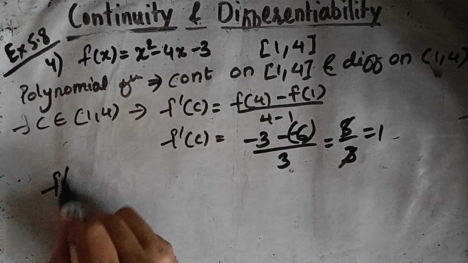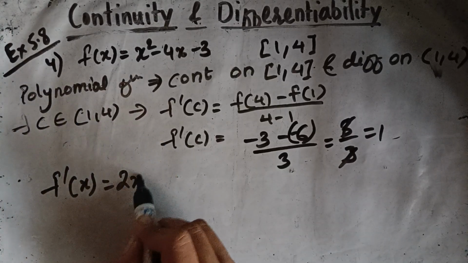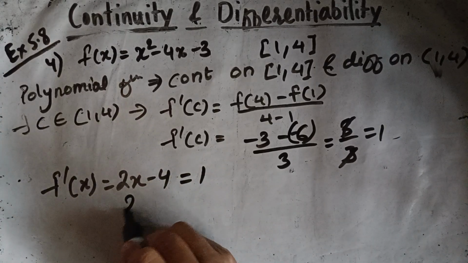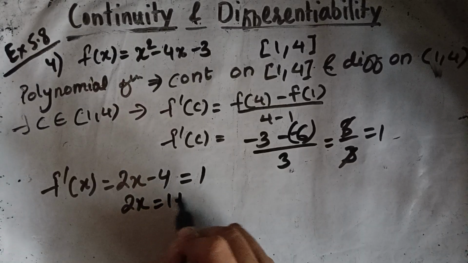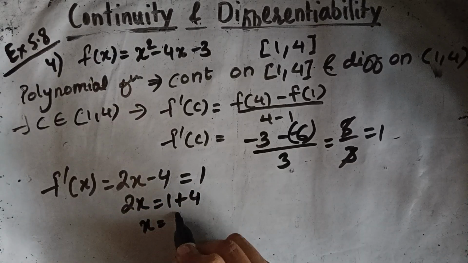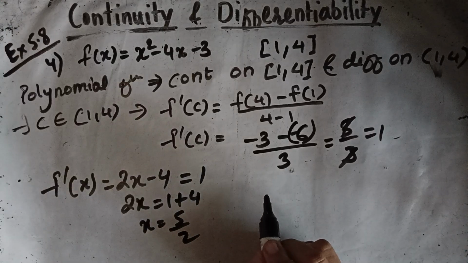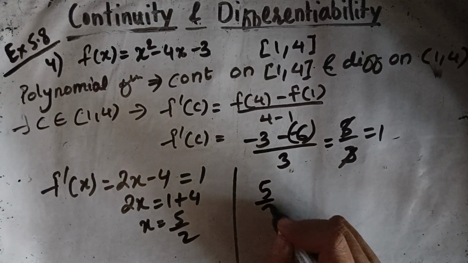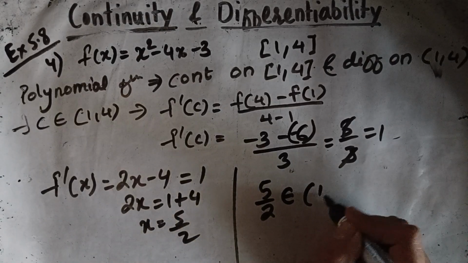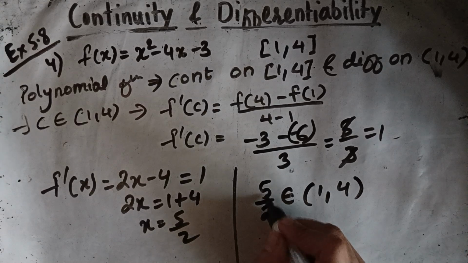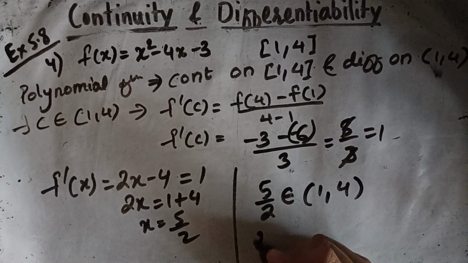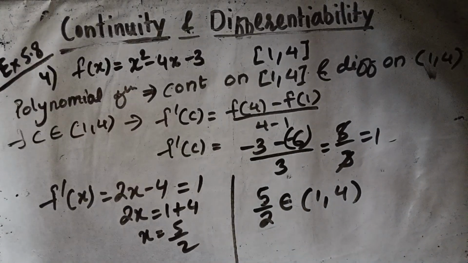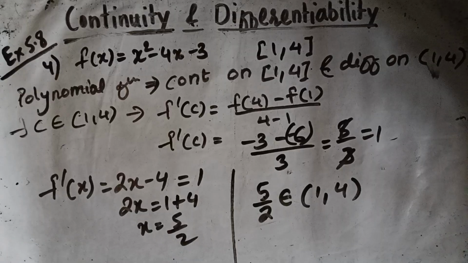What is f'(x)? f'(x) is 2x minus 4. Value we are putting equal to 1. So 1 plus 4 is 5. x is 5 by 2. So this is our c. So 5 by 2 belongs to interval (1, 4). This will be 2.5. Okay. So mean value theorem is verified.